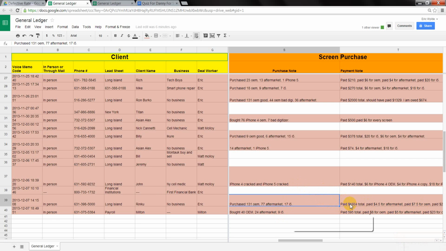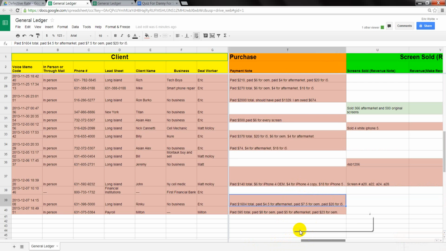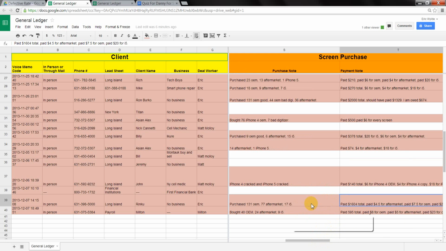So in this instance, we paid $1,604 total. We paid 4.5 for aftermarket, 7.5 for OEM, and 20 for iPhone 5. These numbers will also be very important in the future when we're trying to determine the profit we made. You can't figure out the profit if you don't know the cost of what you paid. So that basically explains screen purchase.